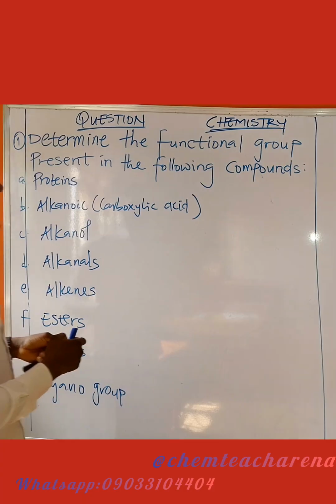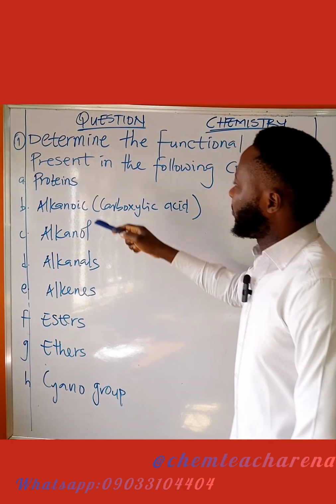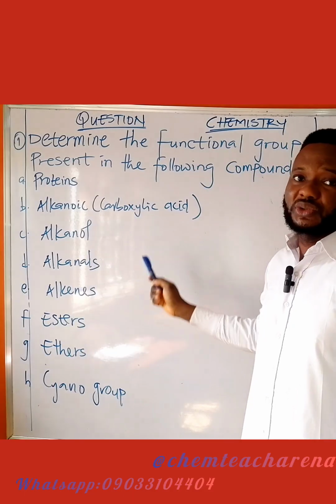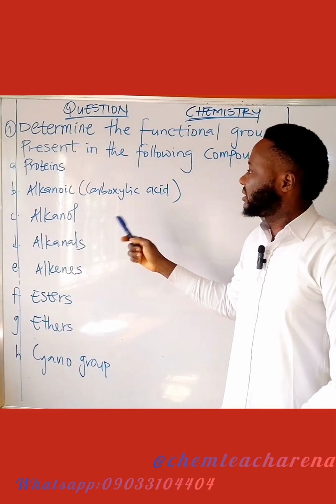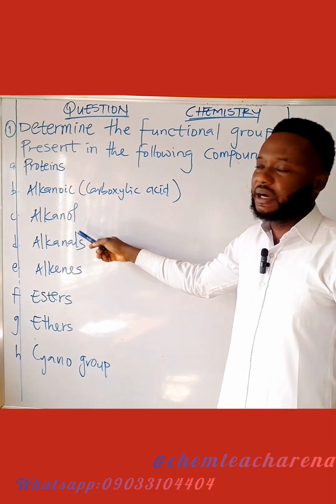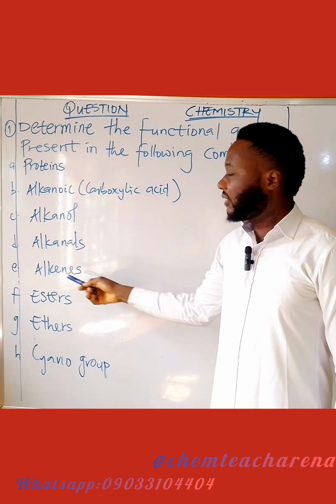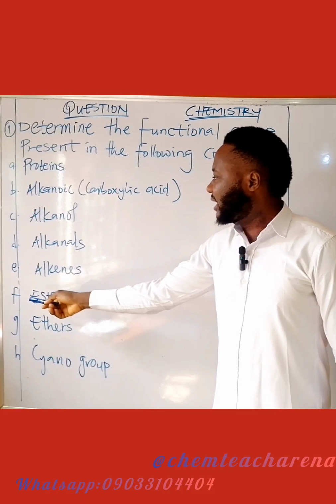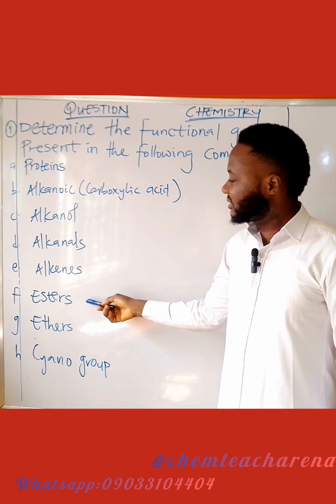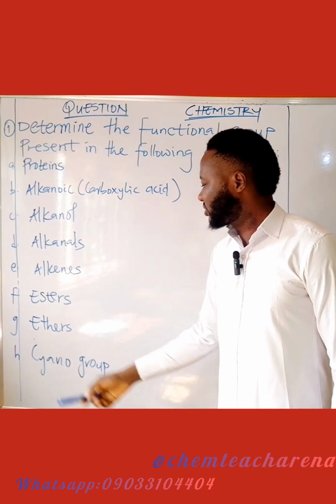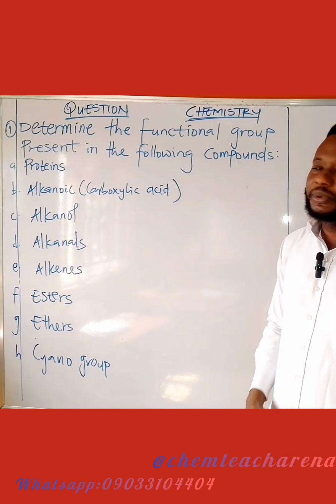So we have A, proteins, B, the arachidonic acid, which is also called the carboxylic acid. Then we have C, the alkanols. D, we have the alkanoates. Then E, we have the alkenes. Then F, the esters. Then G, the ethers. Then H, we have the cyano group.